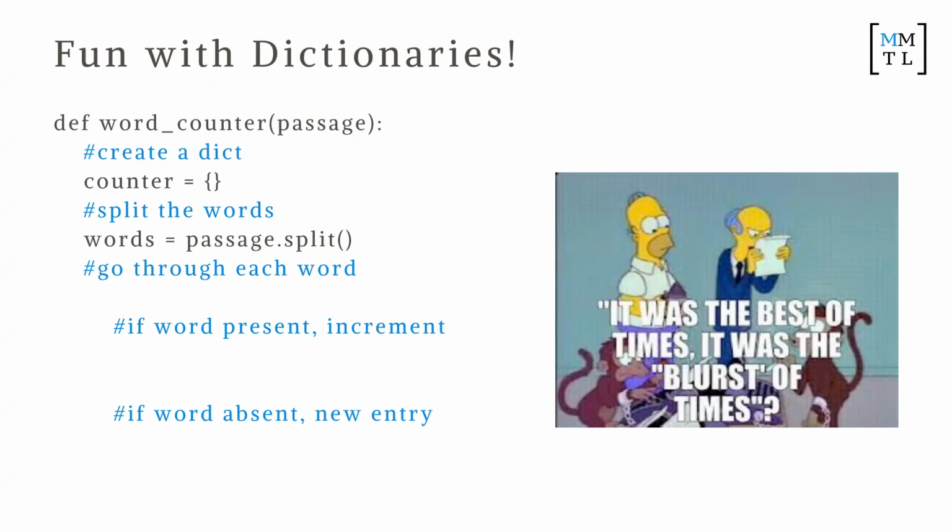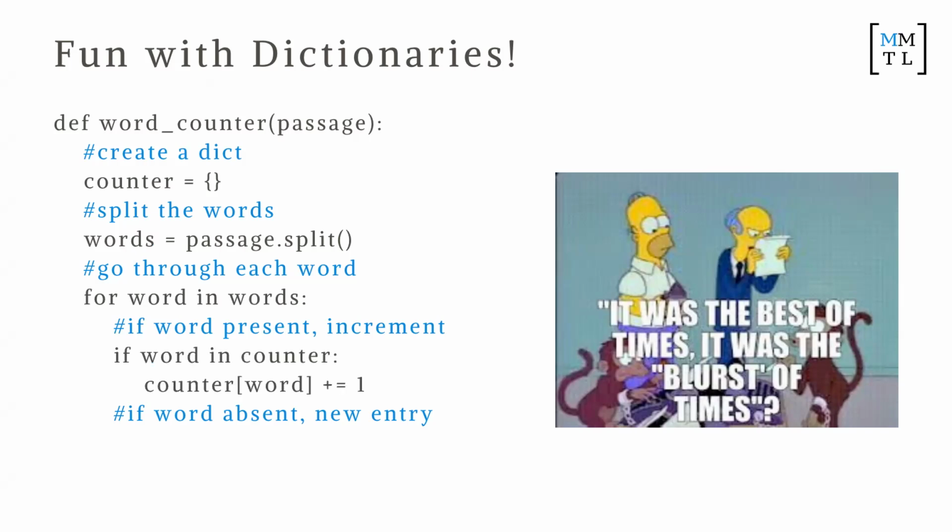Now, recall that when we use split, it returns a list of the split strings to us. It's something that's very nice to iterate over. We then go through each word. So for word in words, if the word is already present, so if word is already in dictionary, then we increment, and we call that plus equals, which means counter word equals counter word plus 1.